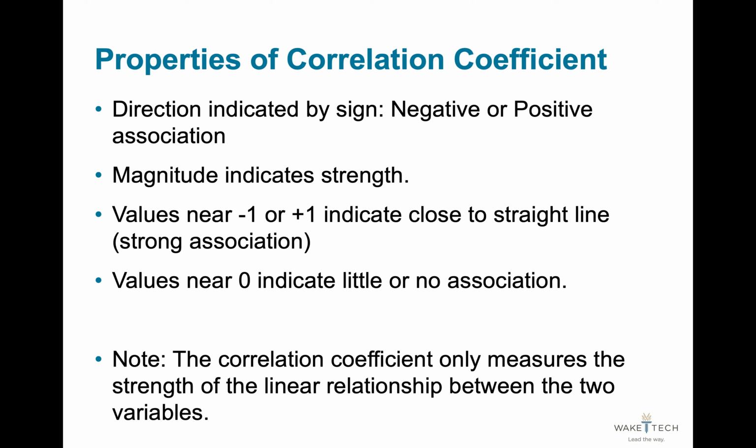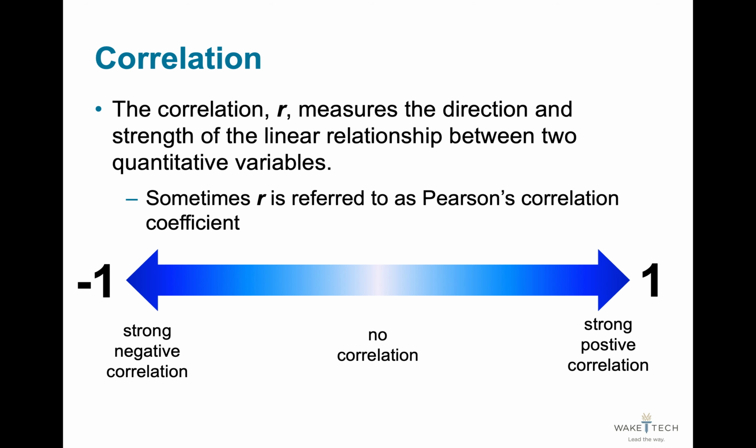So if you have a negative r, it's a negative relationship. You'll see a scatter plot with a decreasing trend. The magnitude indicates the strength. So the closer we are to -1 or +1 would indicate a stronger relationship. If we're stuck here in the middle, we are closer to having no relationship. So if r is 0, there is no linear relationship between the two variables.